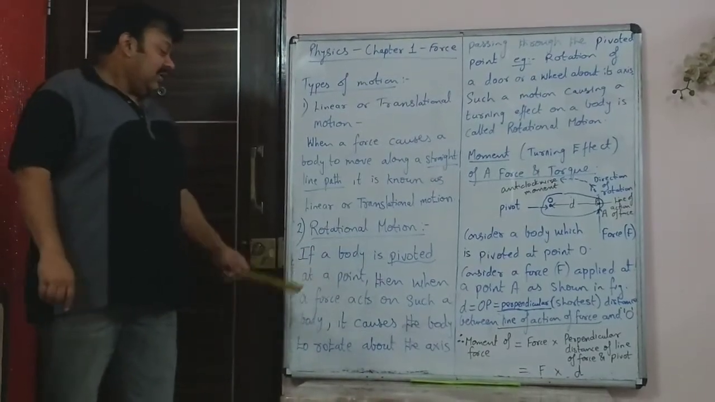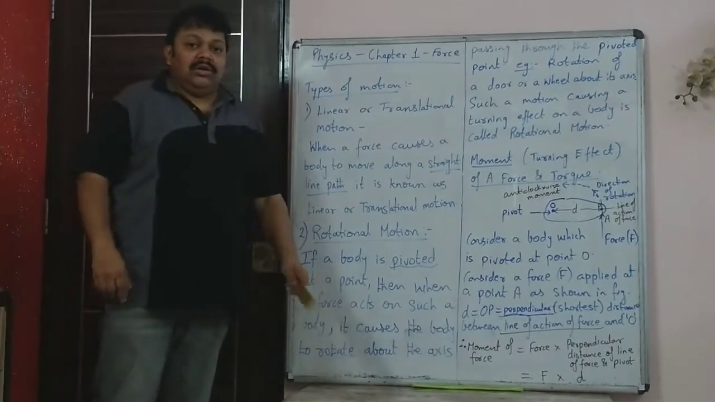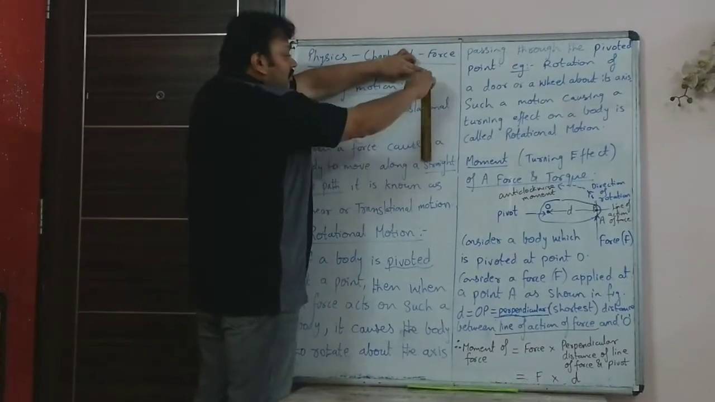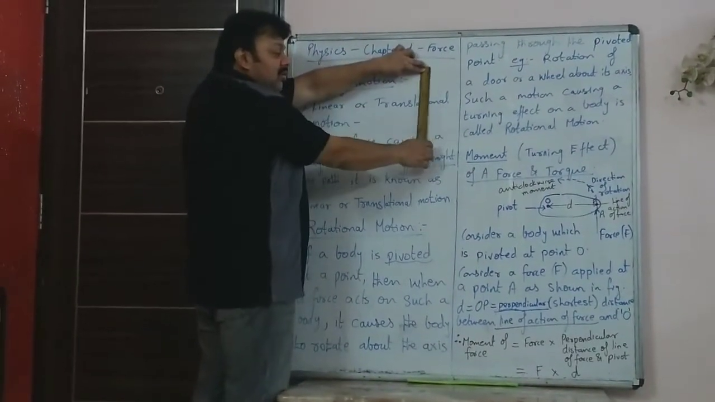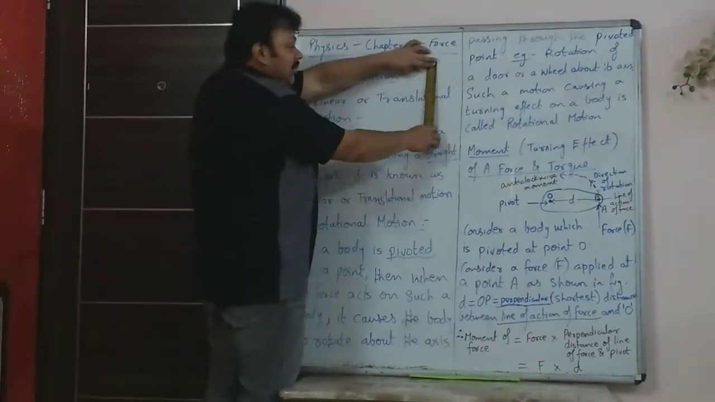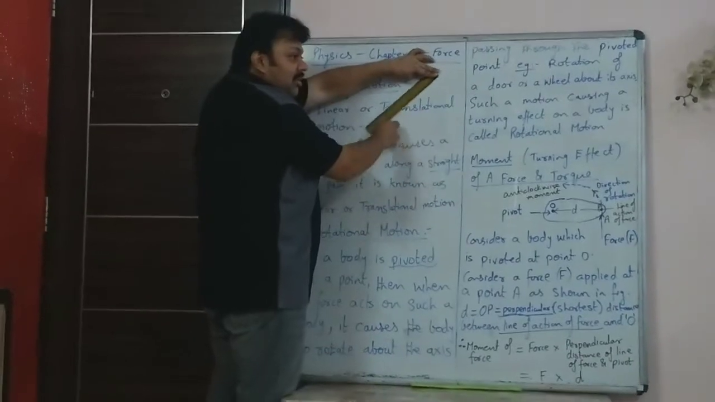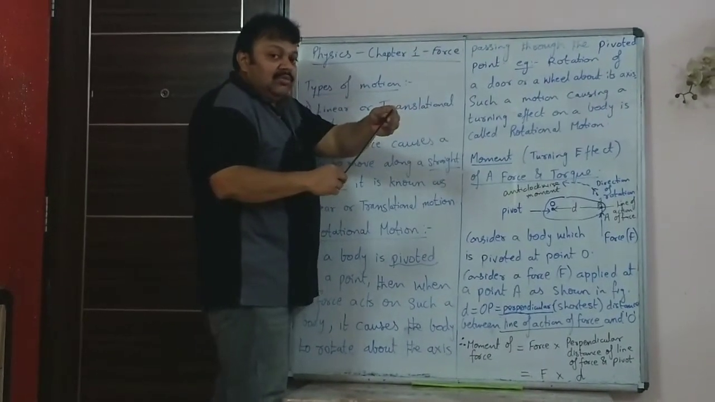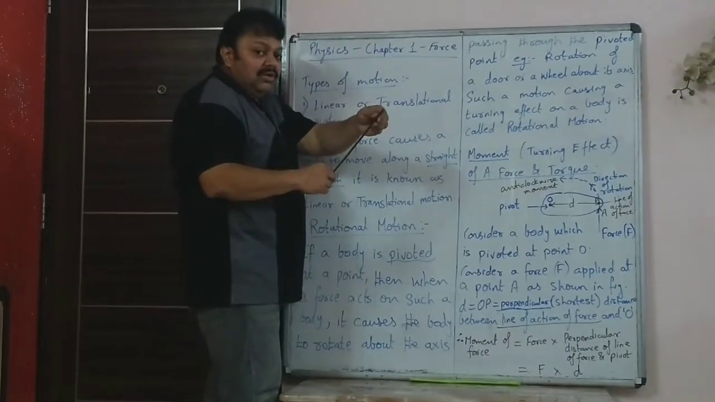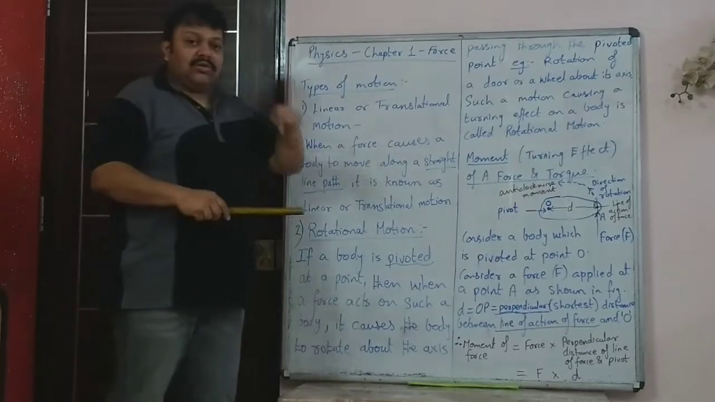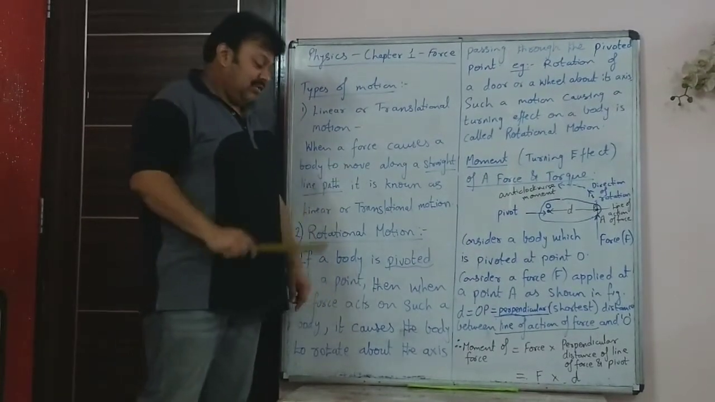Rotational motion, if a body is pivoted at a point. Now if the body is pivoted at a point means there is one screw with which you have fixed that body to that point. Then if it is given a force, now if I am applying a force in this direction, the body is moving in clockwise direction. So that point where it is pivoted is called the pivot, and the body rotates around the pivot or a screw that is passing through that pivot.